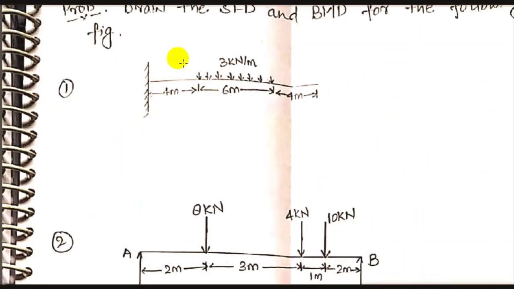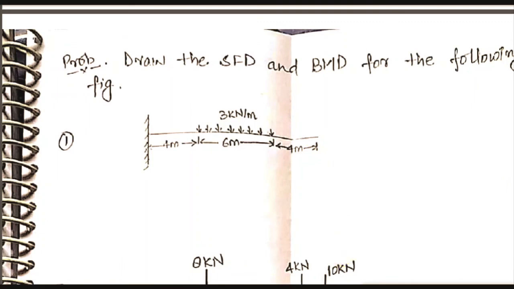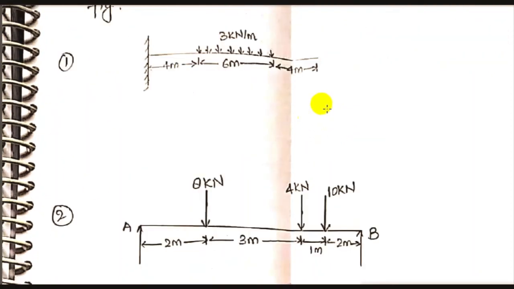There are 3 problems which you have to do in your assignment. I will explain what the problems are. It is a cantilever beam in which, in a middle portion, a uniformly distributed load starts acting after 4 meter from the fixed end, and acts up to 6 meter, and after that 4 meter is free. Draw the shear force and bending moment diagram for this one.